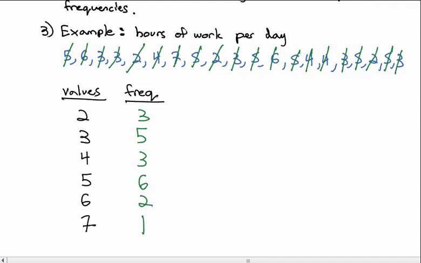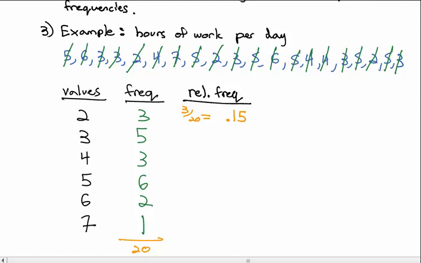Now that we have our frequencies, those don't mean much to us unless we know how that compares to the entire population. So that's why we look at the relative frequency. And the way we're going to get the relative frequency is I'm going to go to my calculator and say, well, how many total people were there? 3 plus 5 plus 3 plus 6 plus 2 plus 1. There's a total of 20 people in the survey. So the value of 2, we had 3 out of 20. So when I do 3 divided by 20, we get 0.15.